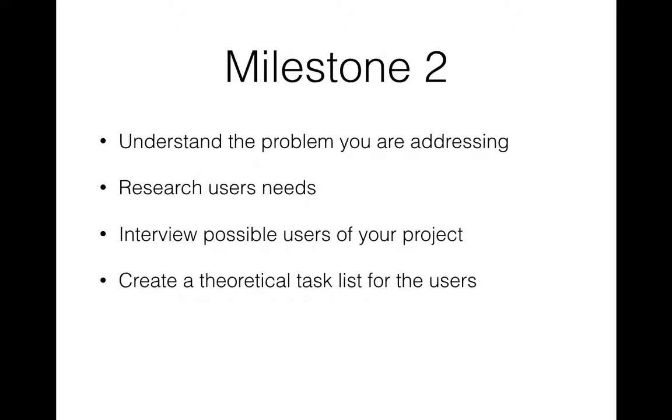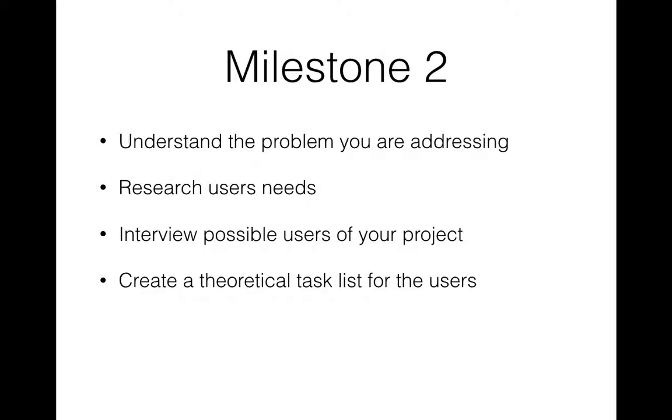In order to actually do some research, you need to understand what problem you are planning to implement in your project. Milestone 2 deals with researching users' needs in addition to the tasks that they will need to complete in order to use your product. It includes interviewing possible users of your product. I recommend at least 3 people to interview. If you want to do more, that is great, but 3 people at least, so that you get a variety of answers for your project.